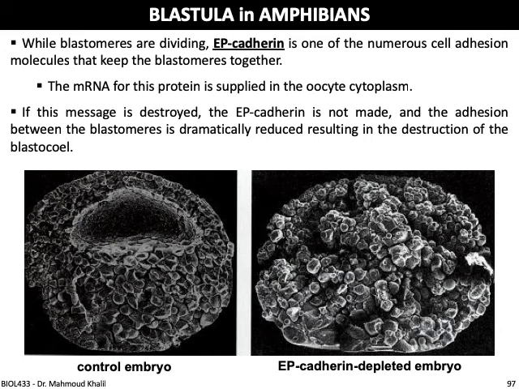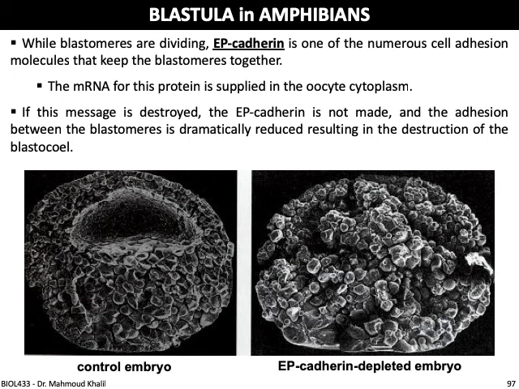If you continue, you can see the importance of a protein that is important in adhesion, called E-cadherin. While blastomeres are dividing, E-cadherin is one of the numerous cell adhesion molecules that keep the blastomeres together. The messenger RNA for that protein is already supplied by the oocyte cytoplasm. So if this message is destroyed, in other words if E-cadherin is not made, the adhesion between the blastomeres is dramatically reduced, resulting in the destruction of the blastocele.